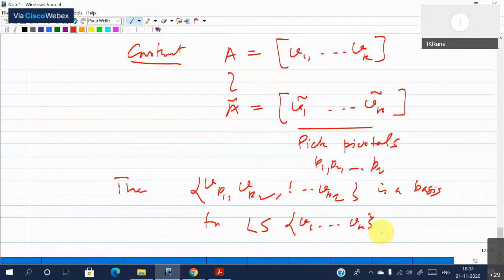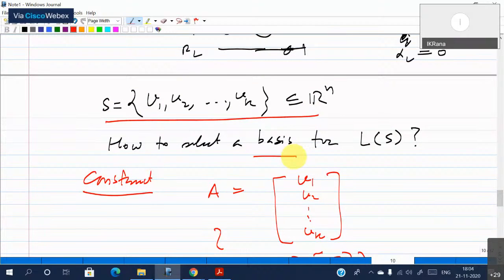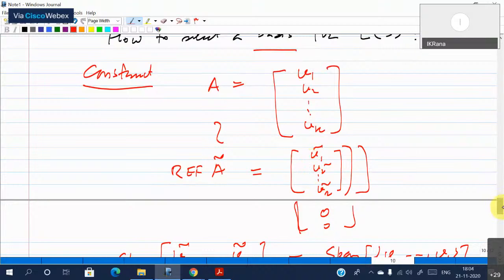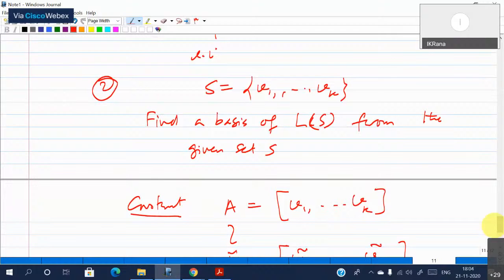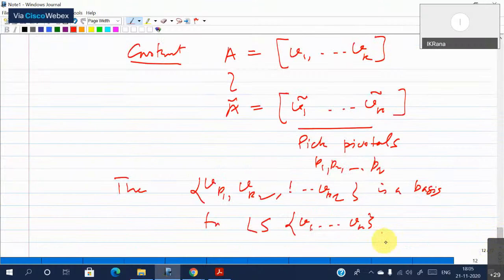So there are two ways. Given a set of vectors V1, V2, Vk, if I'm not really interested in picking out of V1, V2, Vk the ones which are really independent in span, then I just write A as a matrix with these as rows, reduce it to row equivalent form, then the non-zero rows will give me a basis for the row space of A, and hence a basis for the linear span of S. If I want to pick out of it the ones which are linearly independent and give me the required span, then I should write them as the columns, reduce it to row equivalent form, and note down the pivotal columns P1, P2, PR, and the corresponding VP1, VPR will give me a basis for this.